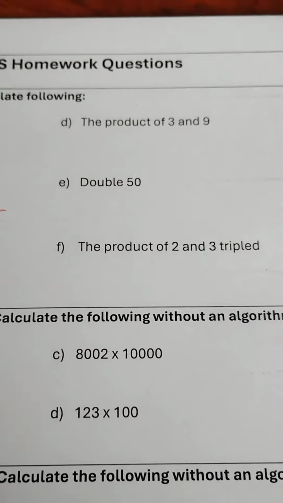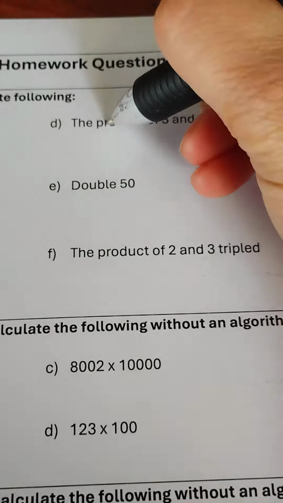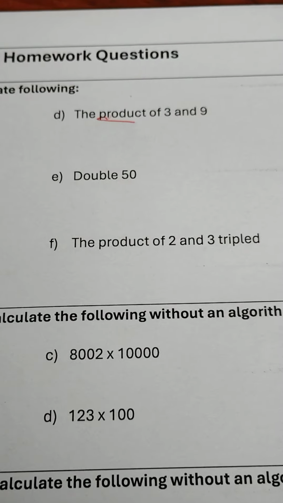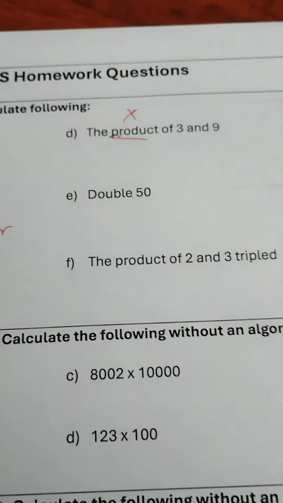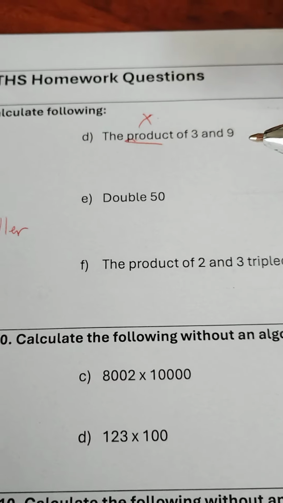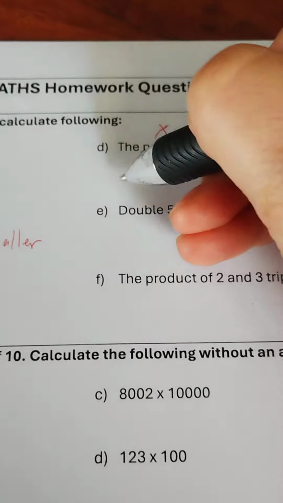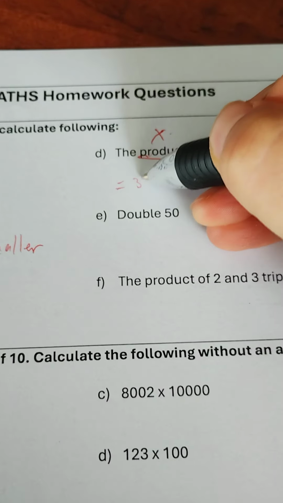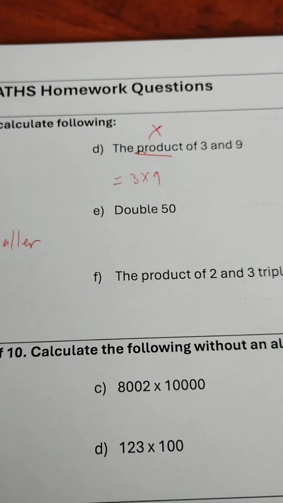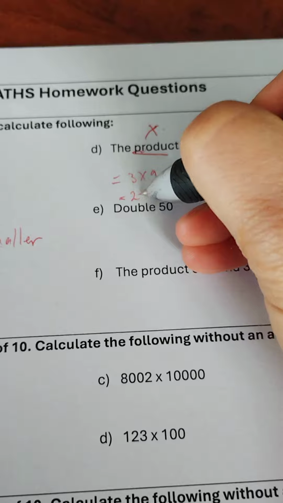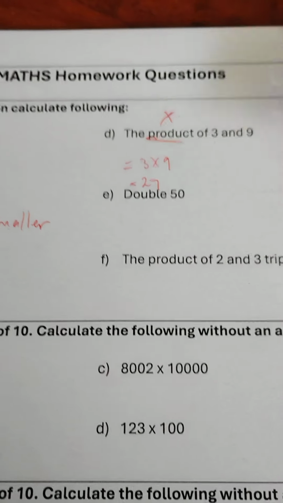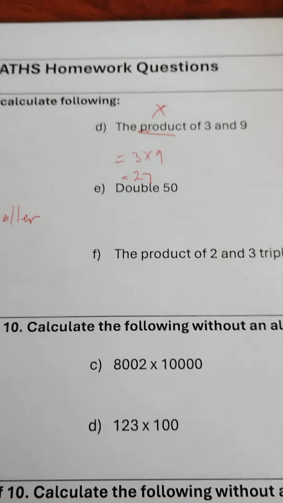All right. D, the product of 3 and 9. We learnt this keyword product, and we know it relates to multiplication. And product is the answer when we multiply 2 or more numbers. So in this case, I have to multiply the 3 and 9 together. So I've got 3 times 9, and that will leave me with 27. And that's it.